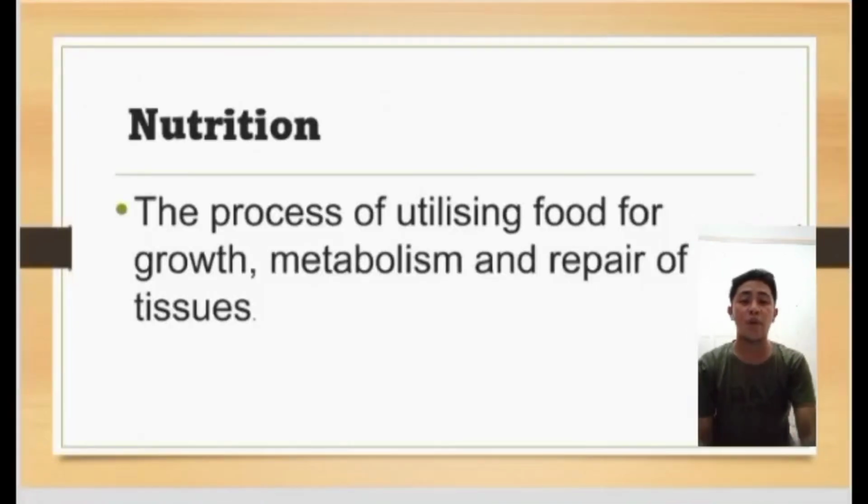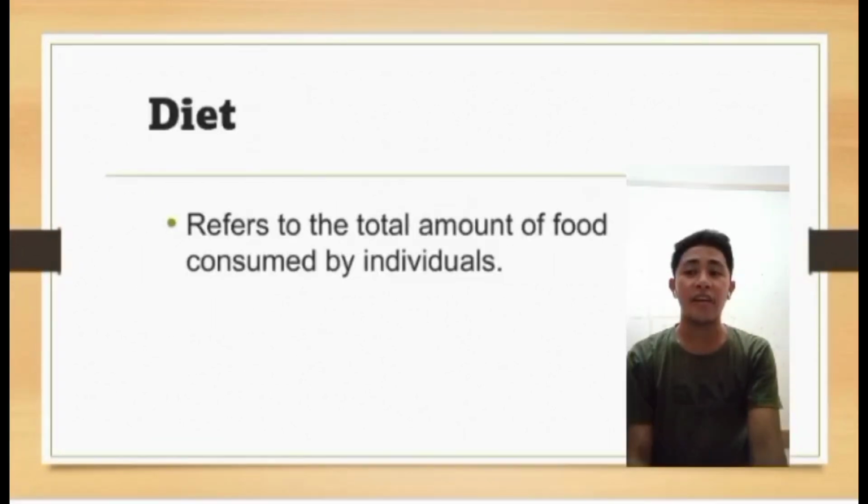At this juncture, I'm going to discuss my assigned topic, which is nutrition diet. Let us first define word by word. Nutrition is the process of utilizing food for growth, metabolism, and repair of tissues, while diet refers to the total amount of food consumed by individuals. There is a two-way relationship between diet, nutrition, and health: health status can be affected by nutrient deficiency and vice versa.